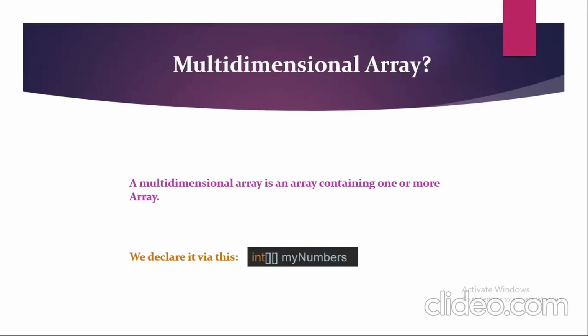And this is what we call a 2D array or a multi-dimensional array. So guys, a 2D array or a multi-dimensional array is an array containing one or more arrays. It's just an array that contains more than one array. So this is how we declare. We say int, then we have the open and close square brackets, and then again an open and close square bracket, and then we have the name of our array. Let's go ahead and see the program using multidimensional array.